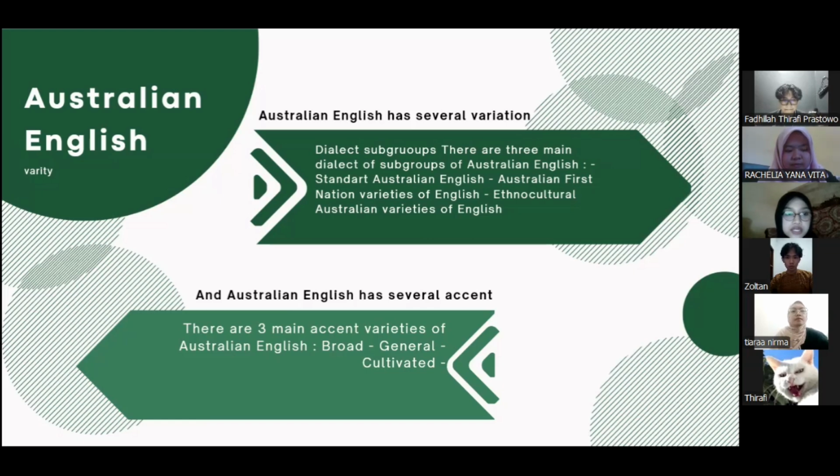Australian English variety. Australian English has several variations. Dialect subgroups: there are three main dialect subgroups of Australian English. First, Standard Australian English. Second, Australian First Nation varieties of English. Third, ethnocultural Australian varieties of English. And Australian English has several accents. There are three main accent varieties of Australian English: first broad, second general, and third cultivated.